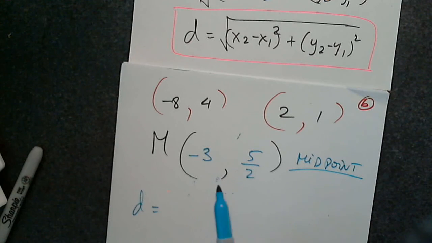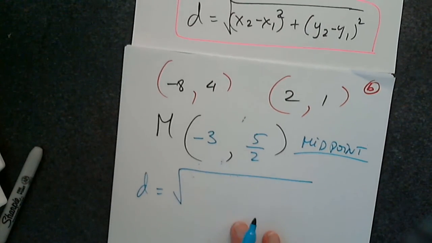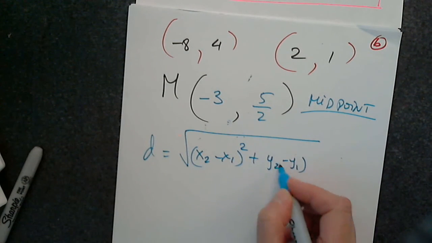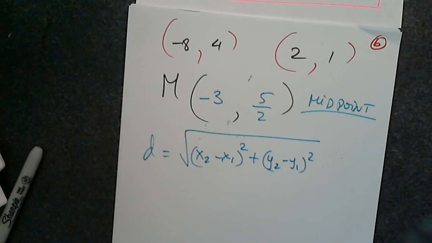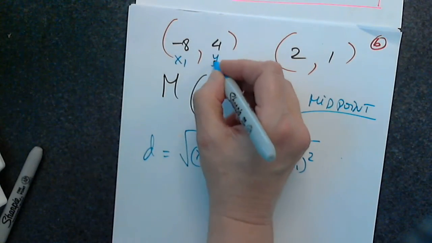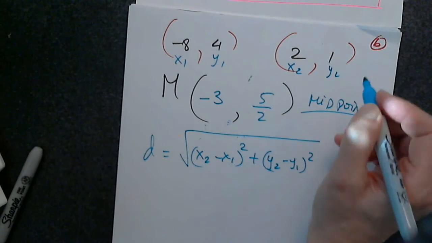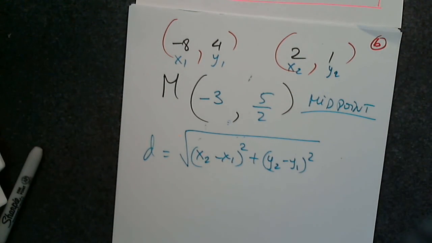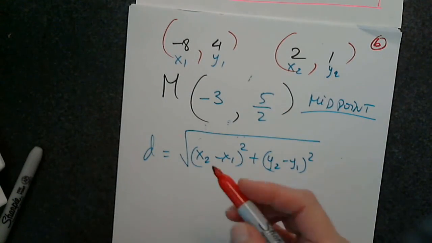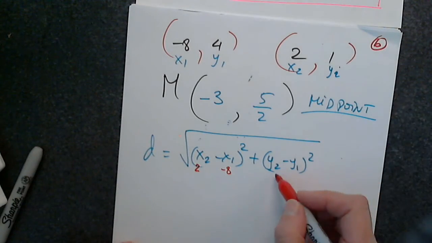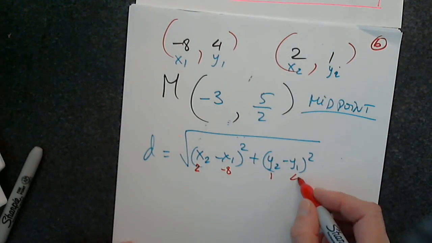Now we want to find the distance. I'm going to copy the formula: x2 minus x1, everything squared, plus y2 minus y1, everything squared. I'm going to denote the first point by its coordinates x1, y1, and of course x2, y2. And now carefully I will plug all this information into the distance formula. My x2 is 2. My x1 is negative 8. My y2 is 1. My y1 is 4.